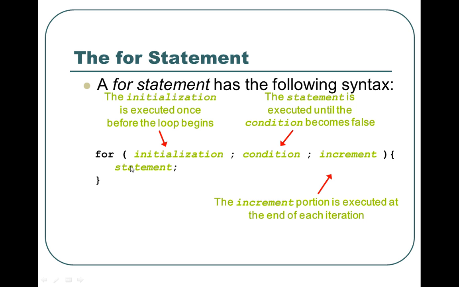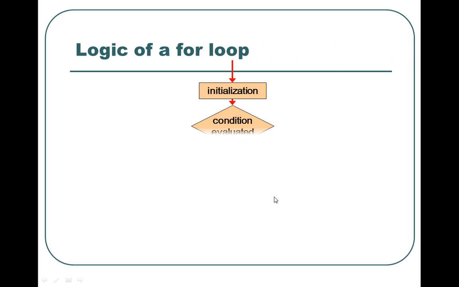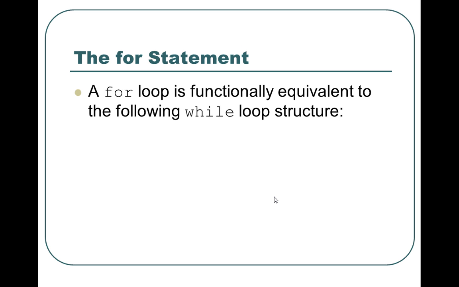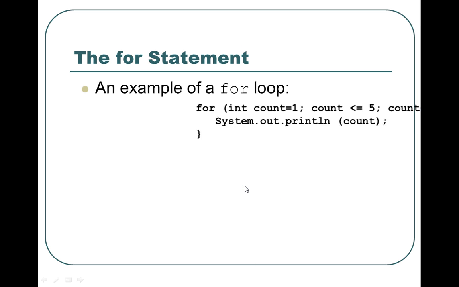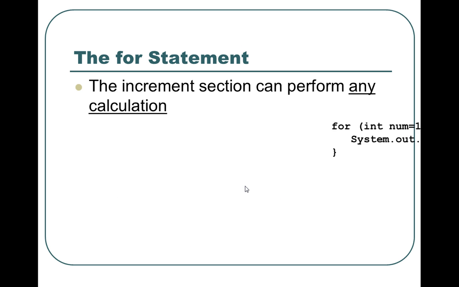In this we can give everything like condition and initialization in only one line, and these multiple parts are separated by the semicolon. One is initialization, condition, increment, then statement. It may be increment or decrement. This is the logic for a for loop. This is the example for the for loop, or the syntax.